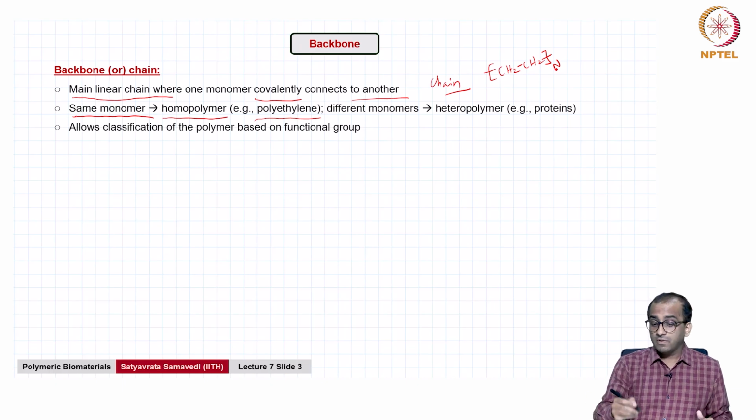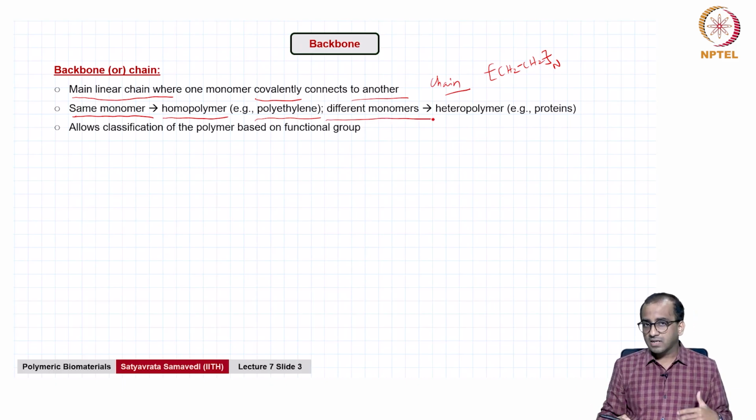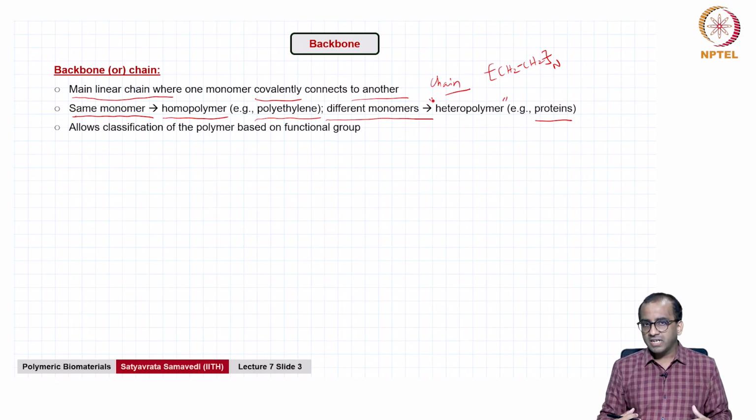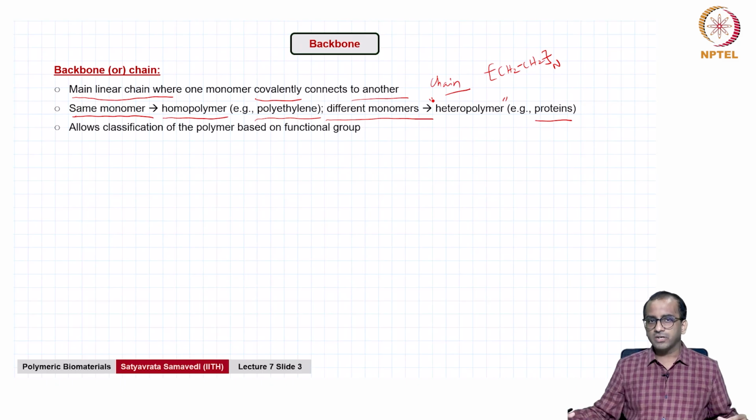You can also have different monomers. One example that would immediately come to your mind is that of proteins. Now, these are known as heteropolymers, where the word hetero simply indicates that the main chain is not made up of a single monomer but multiple monomers, and proteins are a good example of that. You have different amino acids making up a long linear chain of the protein.